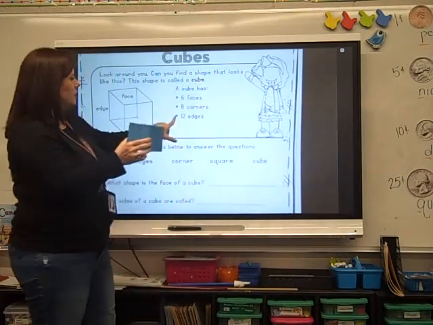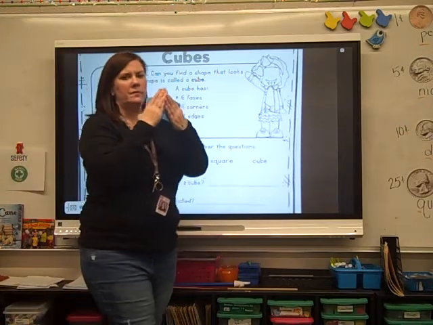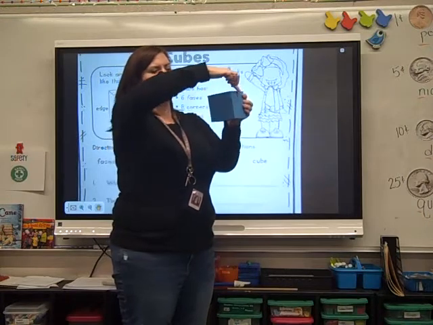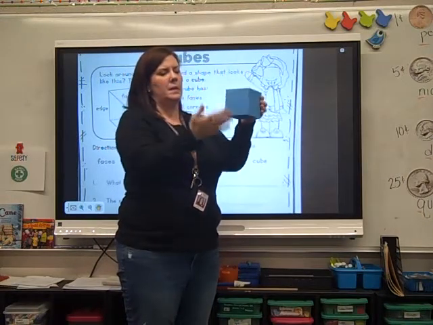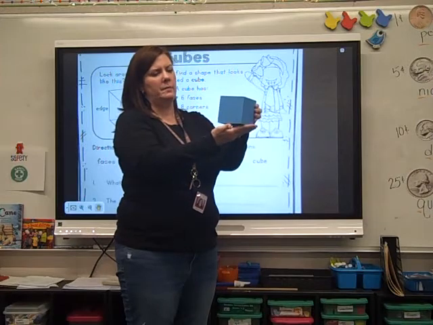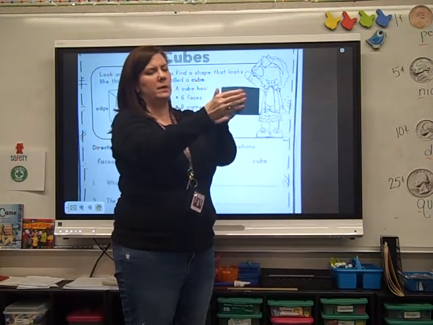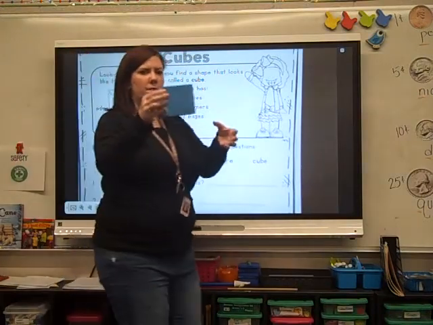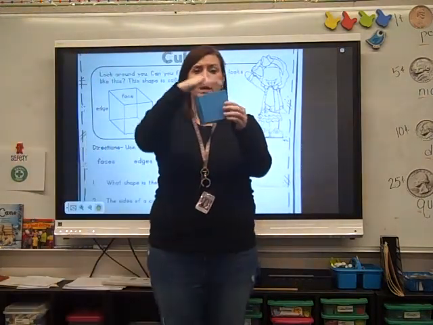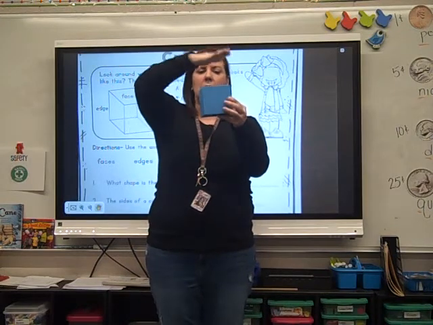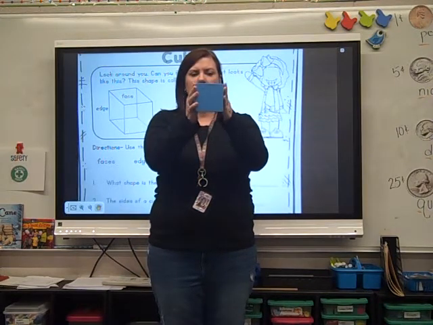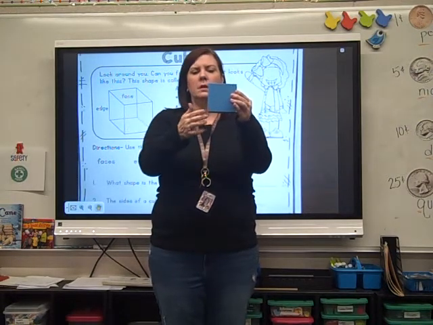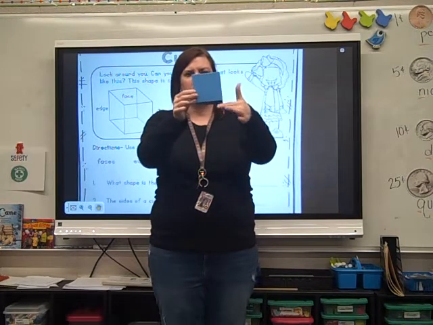And then a cube also has 12 edges. Where the 2 faces come together, this here is an edge. So there's 4 that go around the top, and 4 that go around the bottom, and there's 4 around the middle. So that means there's 12 edges. So they want you to know the parts of a cube. First of all, a cube is three-dimensional. It has 6 flat faces. It has 8 corners, and it has 12 edges.